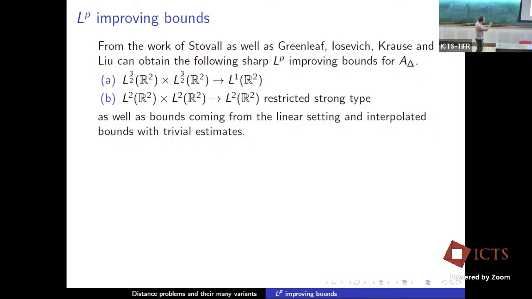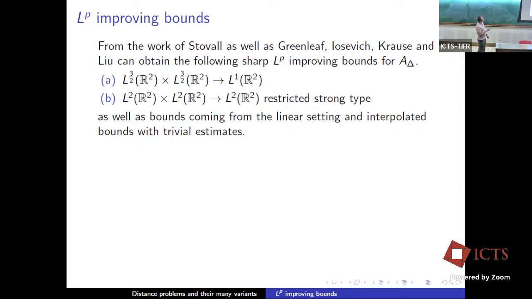And so they got LP improving estimates into L1. They got this L2 cross L2 into L2 restricted strong type. Then, of course, you know the Hölder type of estimates, at least down to L1. And you can interpolate, and this gives a wide range. Now, granted, they never dipped below L1, so that was left to the side. But certainly in the Banach range, that gave a full picture, except perhaps at this endpoint. And so there's maybe some interest in making sure that this endpoint is okay.